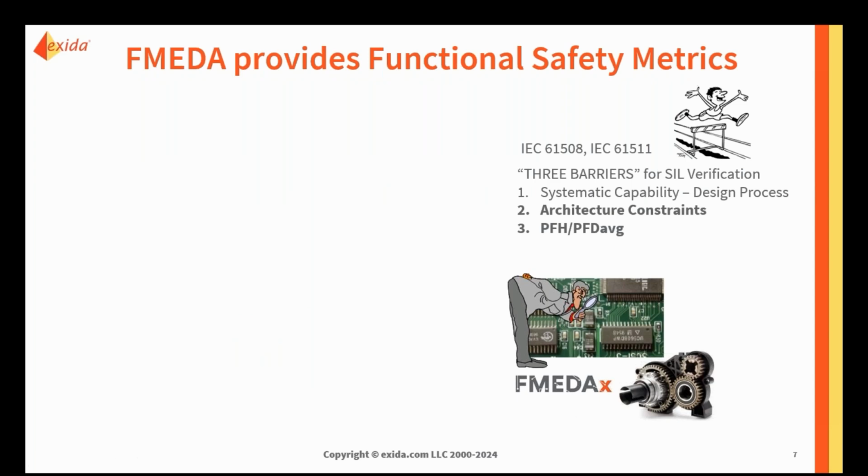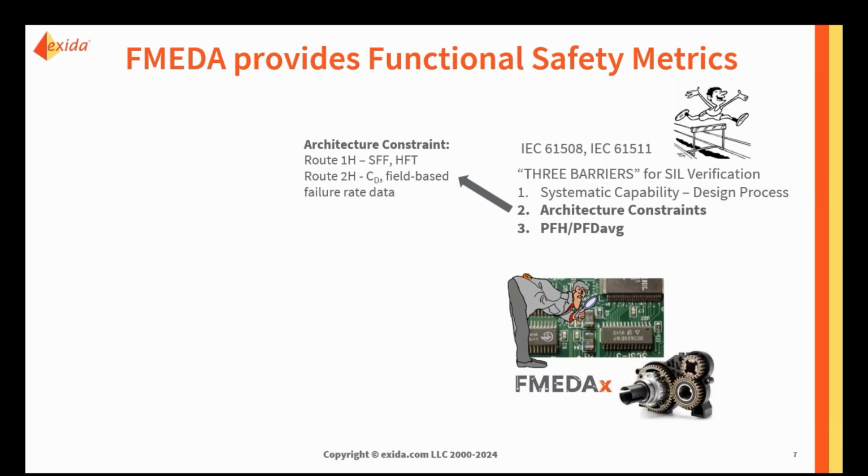It provides functional safety metrics. As you probably all know, there are 3 barriers to get SIL verification for a product. The first is systematic capability, which we really won't be discussing today. That covers the rigor of your design process, your manufacturing process, and your field return process. The other 2 are architectural constraints, which essentially show what degree of redundancy your product needs in order to meet a particular safety integrity level.